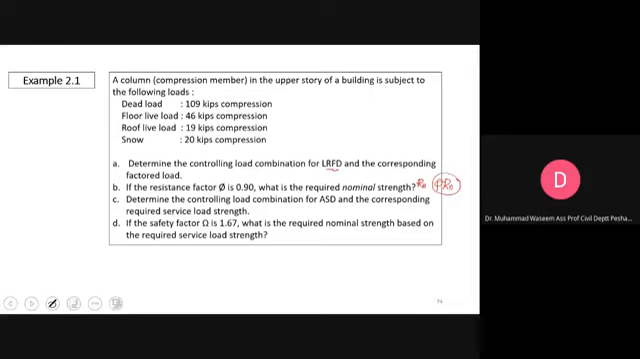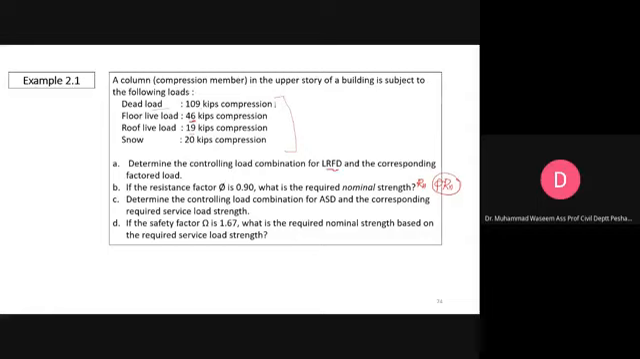Now, a column in the upper story of the building is subjected to certain loads. What are those loads? These are those loads: dead load, and a floor live load. So it is asking you to determine the controlling load combination.